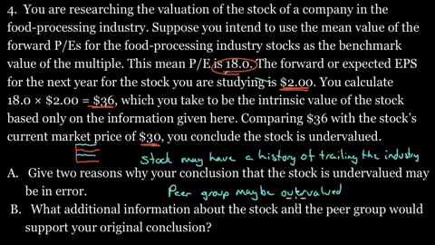B, what additional information about the stock and the peer group would support your original conclusion? Well, a history of the stock PE versus the industry, and what would support the original conclusion that it is undervalued is if this stock pretty much tracked what the average industry PE was. Then let's say, well then, okay, if we had a history of having a PE that was pretty much right at the industry average, then yeah, right now it's undervalued.